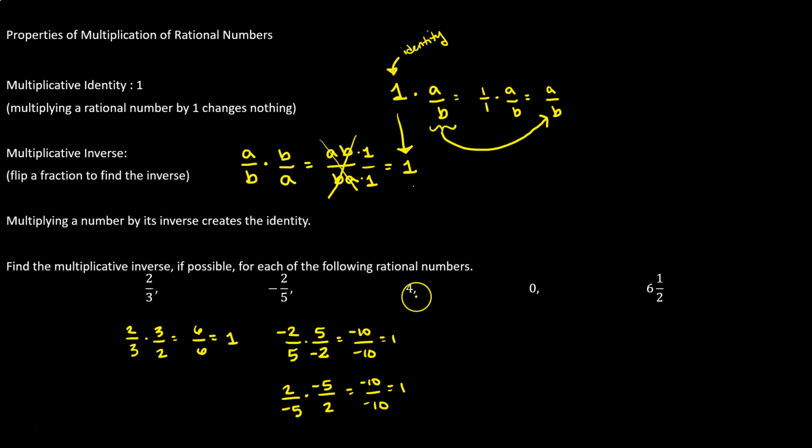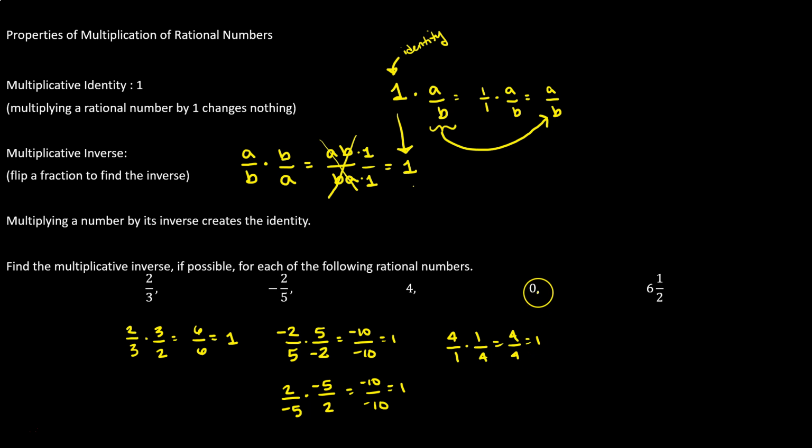What about for a whole number 4? I'm saying that the multiplicative inverse is just flip the fraction upside down, but 4 is not a fraction. So to fix that, we're going to turn that into a fraction, 4 over 1. Then the multiplicative inverse is just that fraction flipped upside down. We get 4 over 4, which is equal to 1.